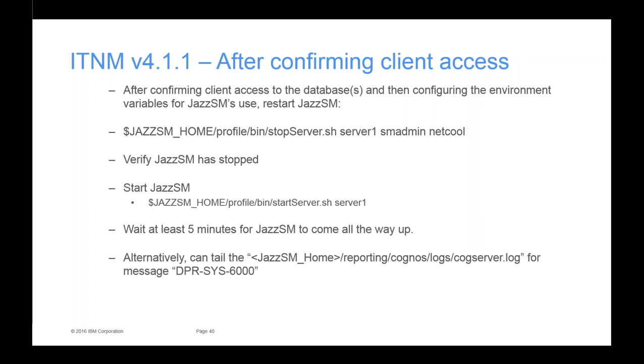So what I typically do is I'll look for that message dpr-sys-6000 in the cog server log. And once I see that message, I know that I'm okay, that I can actually start issuing TR commands. And you'll need to issue these commands so that you can configure the data sources in these next few slides.